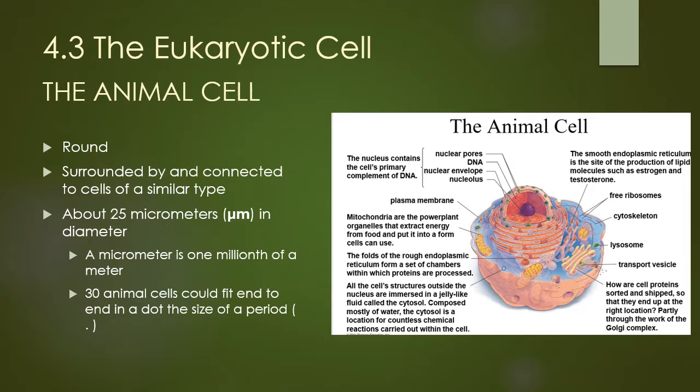The animal cell is about 25 micrometers. We use this symbol here, micro and then meter, in diameter, which means this distance from here to here is about 25 micrometers. Now, a micrometer is one millionth of a meter. And just to give you an idea of size in more practical terms, if you lined up these animal cells end to end, you could fit 30 of them in a dot the size of this period. So pretty small, but not nearly as small as the bacterial cell.